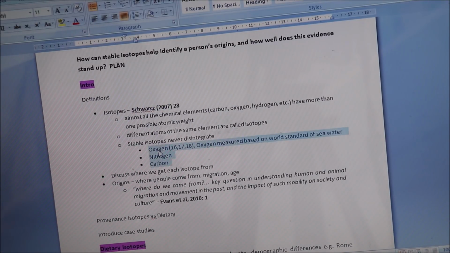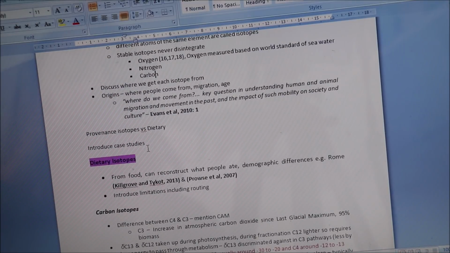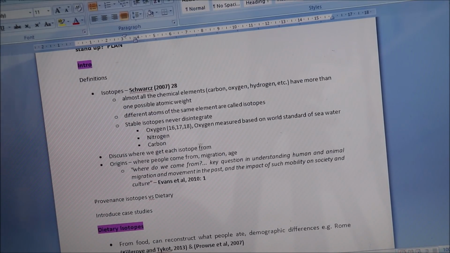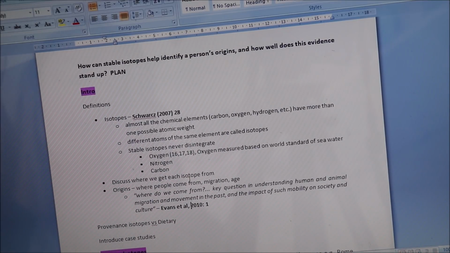I haven't really gone into these much. Originally, my plan said that I was going to talk about the positives and negatives of each, but that would just make my plan far too long and also unnecessary, considering I've got different sections where I'm going to explain that anyway. I will discuss how you get each isotope, but only in a couple of sentences, and then also discuss what origins means, why it might be useful to look at someone's past, etc.